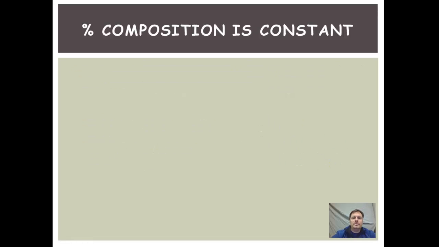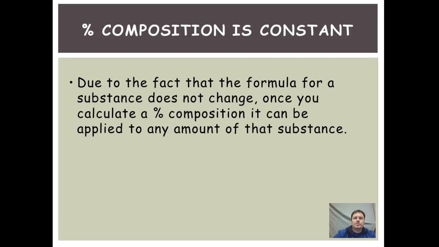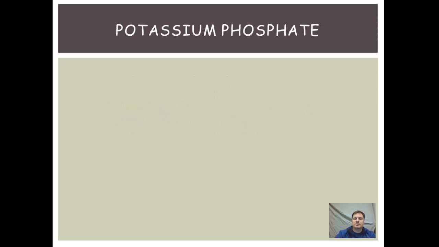Now, what we need to know is that the percent composition in a compound is constant, due to the fact that the formula doesn't change at all. If we go back to that last one, whether we had 30 grams of that substance or 100 grams or 300 grams, it's always going to be the same percent composition. So once you calculate a percent composition, you can apply that to any amount of the substance.